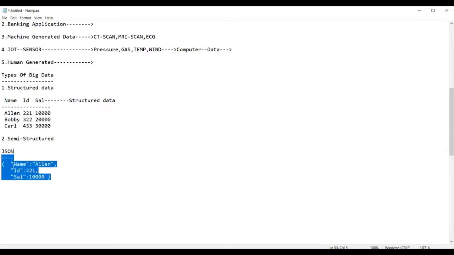Can you see this kind of data is called what? Semi-structured data. It is called what, guys? Semi-structured data. And now finally, the third one is called unstructured data.